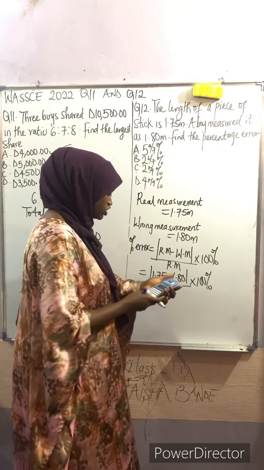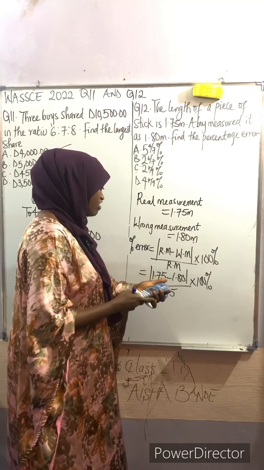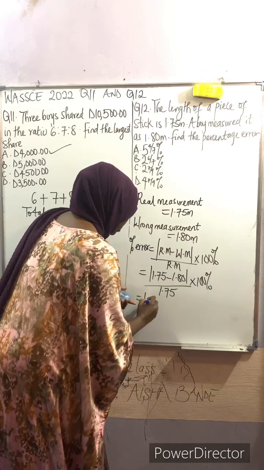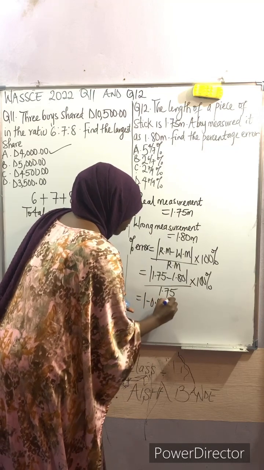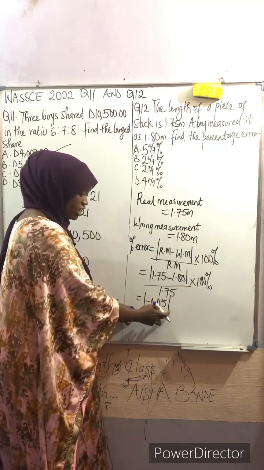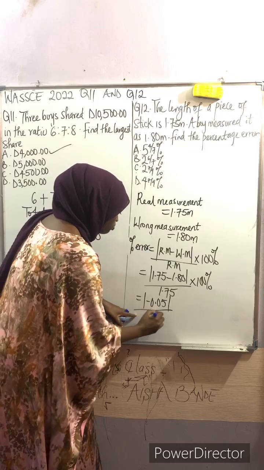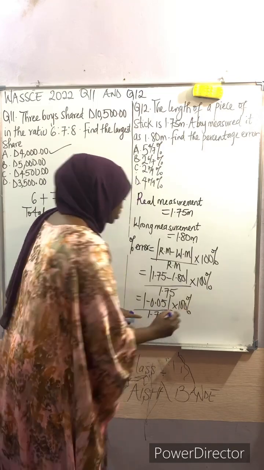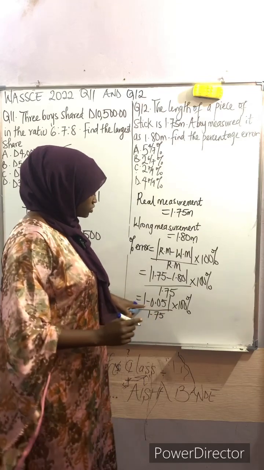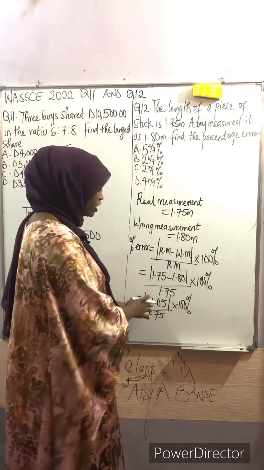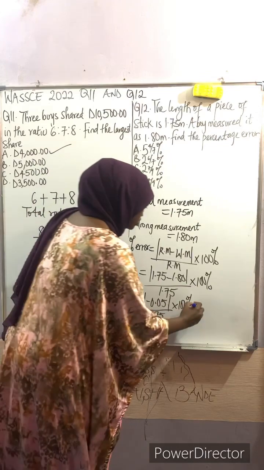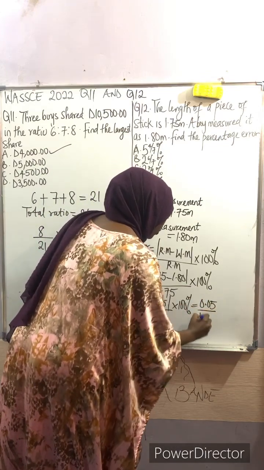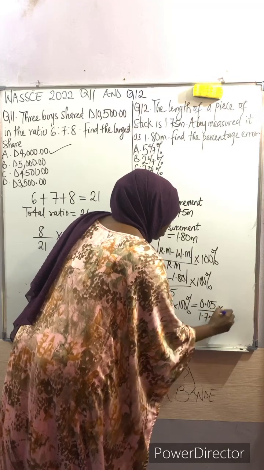So let's punch the calculator. 1.75 minus 1.80 gives us minus 0.05. However, we are taking the absolute value, right? All over 1.75 times 100. So when we're taking the absolute value, it means we're going to ignore the minus sign. So here we're going to have 0.05 all over 1.75 times 100%.